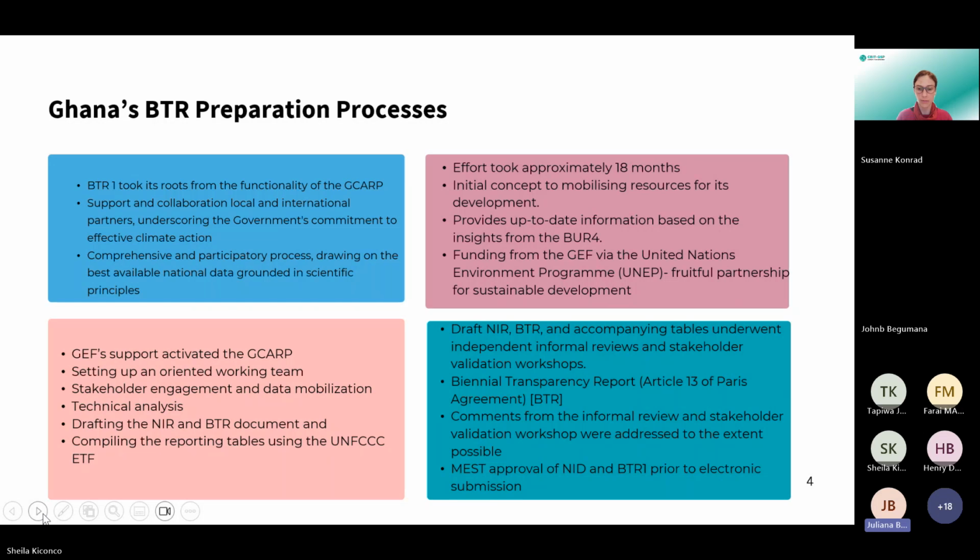If you take a closer look at Ghana's BTR, it provides you with up-to-date information that was based on the BUR4. So we didn't start from scratch, but with the BUR4 that we had developed, we used that as a stepping stone to be able to develop the BTR. The funding was actually from GEF, and then the vehicle that was used for disbursing the funds was UNEP. This, in effect, was to make sure that we have a very fruitful partnership towards sustainable development.